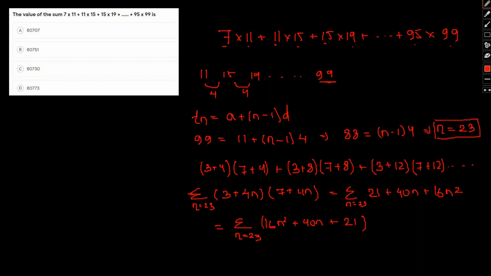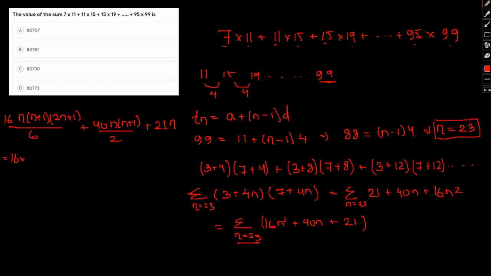Now if I have to find the summation of the same, we have the n square formula, so we can write n into n plus 1 into 2n plus 1 by 6, plus 40 into n into n plus 1 by 2, plus 21n, because we need to add 21 n times.